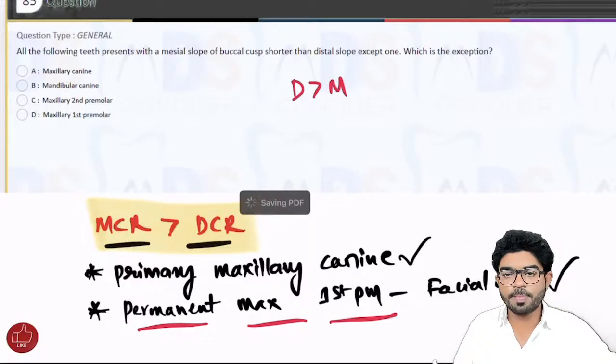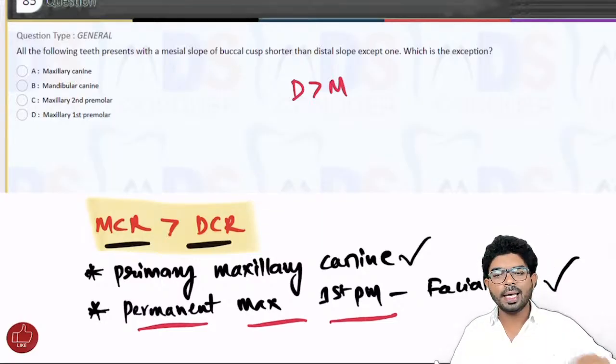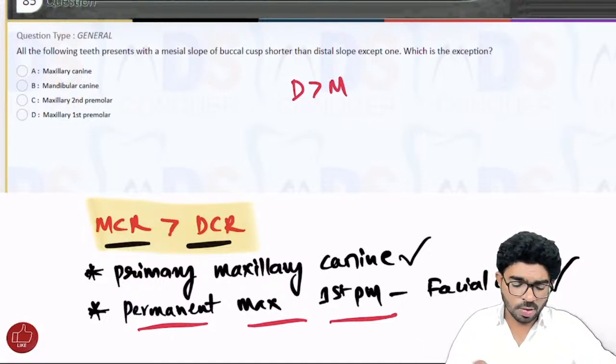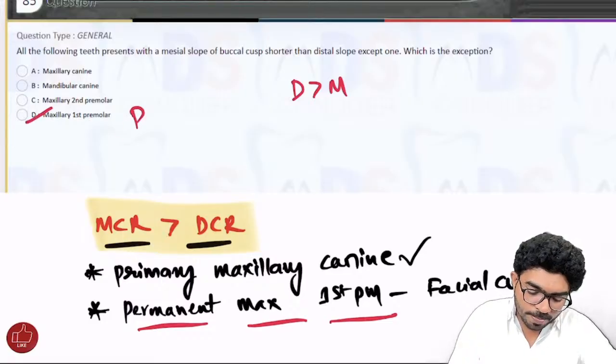Permanent maxillary first premolar, which is your option D. Okay, so try to be a little logical. This sequence is very, very important. Again, you have a question on this particular area in the 2024 NEET examination. This question can be a smile designing based question, or it can be a dental anatomy based question. The answer is option D.